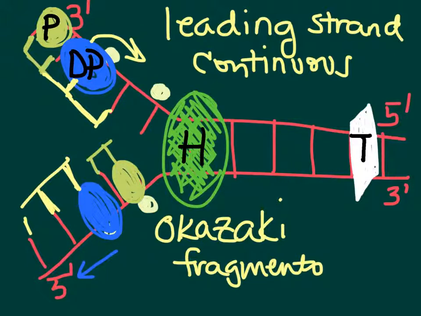Okazaki fragments. They're named for the scientist who discovered the fact that this is how it had to have happened for any of this to make sense. And this lags behind in speed because doing it in little chunks at a time takes a lot longer. So we call this strand the lagging strand. So here's our lagging strand. And we can't call it continuous replication because, well, it doesn't continue in a straight line. So we call this discontinuous. So the lagging strand is discontinuous.